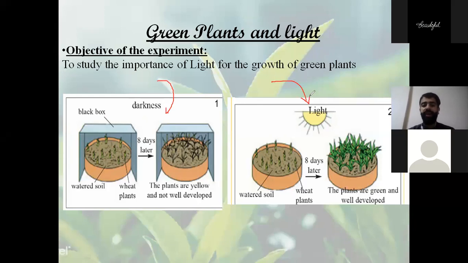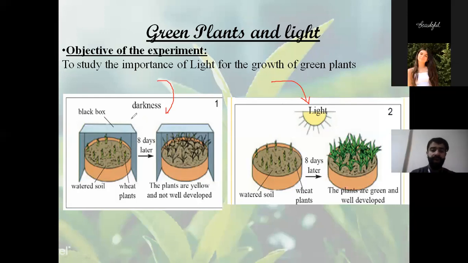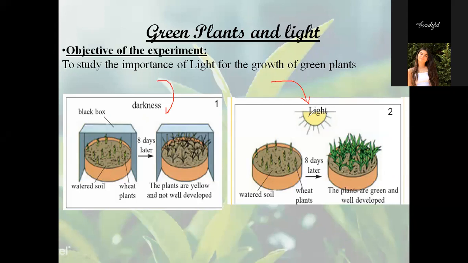So what do you think? Compare the aspects of the two plants. Yes, Zahra. Compare the aspect, meaning that you compare the shape of the two plants, 1 and 2. What do you think, Zahra? Yes, Zahra. What do you think?